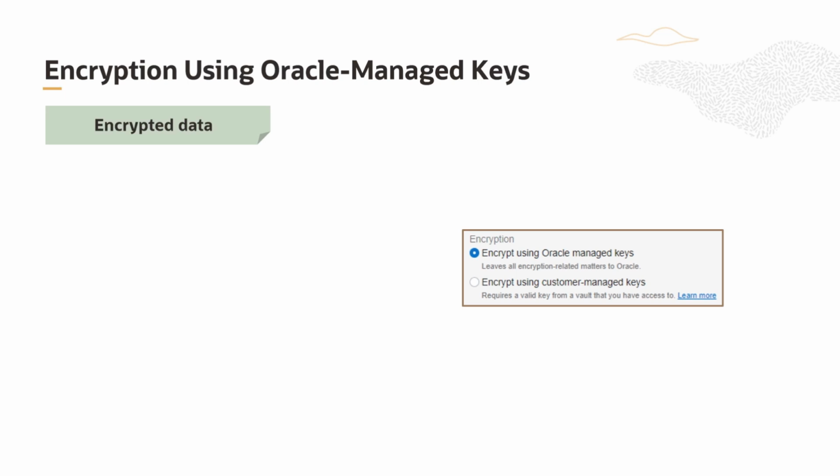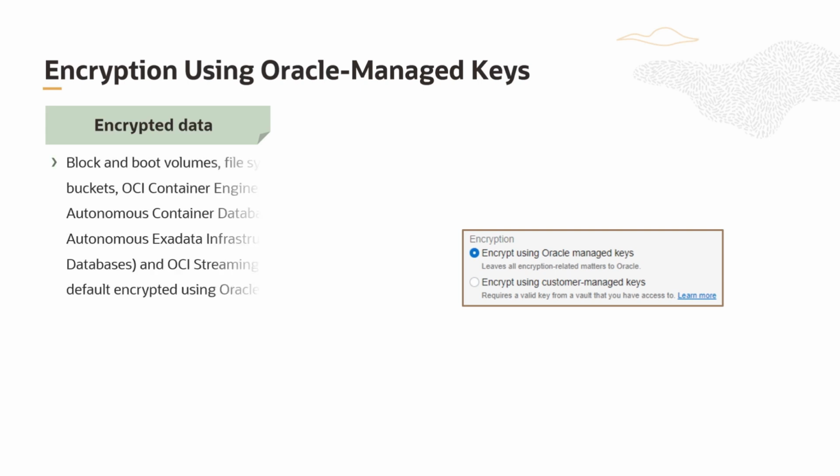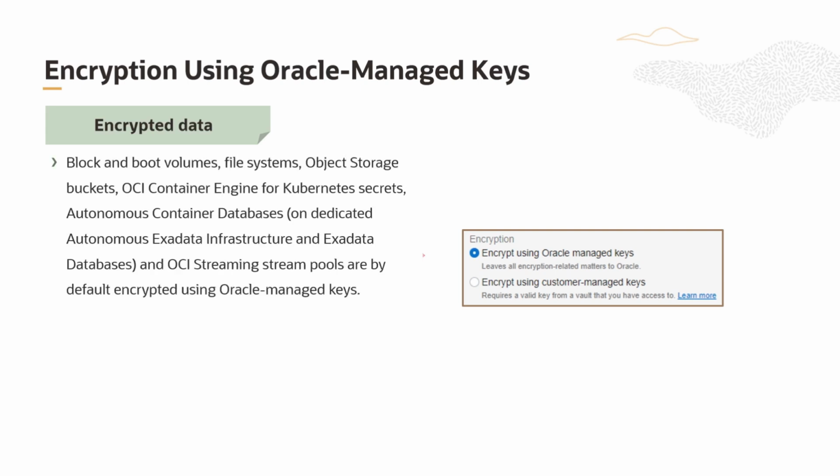By default, Oracle handles data encryption and decryption using an Oracle managed master encryption key, provided you've selected that option as shown here, when provisioning resources like a block volume, object storage bucket, or an OKE cluster. Therefore, even if you are not using the Vault service, data stored in these OCI services, commonly referred to as data at rest, is always encrypted. This encryption cannot be turned off, which is a crucial point to remember.